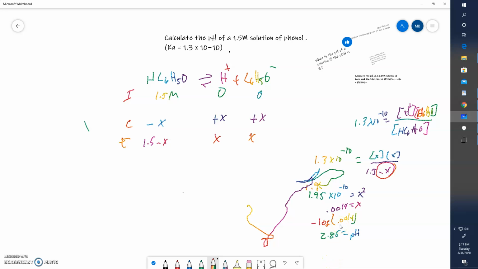Hopefully this helps. Again, it's practice, but with these equilibrium acid-base problems, you get into the same pattern: you have the 1-to-1 ratio, X squared on the top, something on the bottom, you drop the X, and once you get into the rhythm, it's pretty simple.